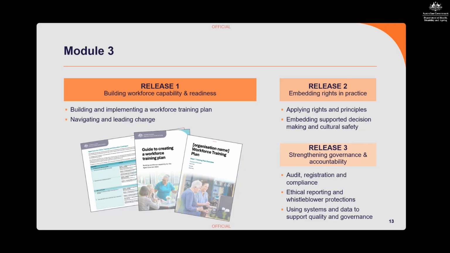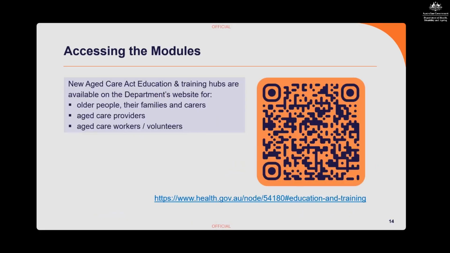Releases 2 and 3 will be in a similar format, with dedicated e-learning modules and accompanying tools and resources for providers and workers. Release 2 will also include some practical resources for older people, such as wallet cards, checklists, and reflection sheets that you can use with the older person and their supporters and family. So how do you access the modules?